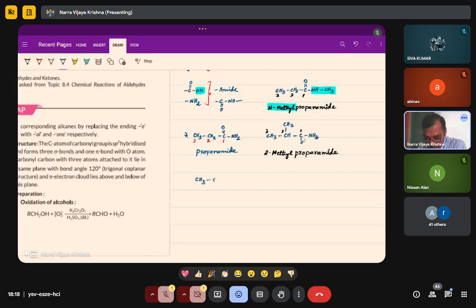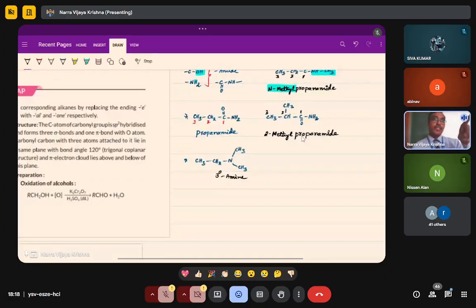For example, see this one. CH3, CH2, N, CH3, CH3. Now give the name of it. Is it an amine compound or not? We call it a tertiary amine. Yes or no? Correct? It is tertiary amine because nitrogen is connected to 3 carbons.